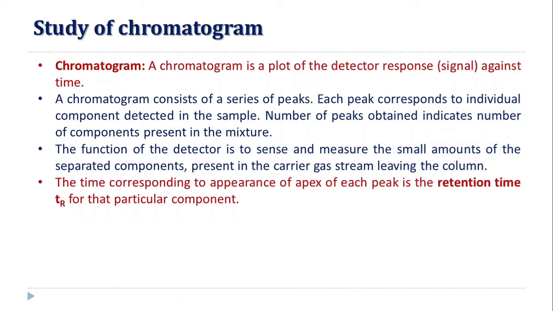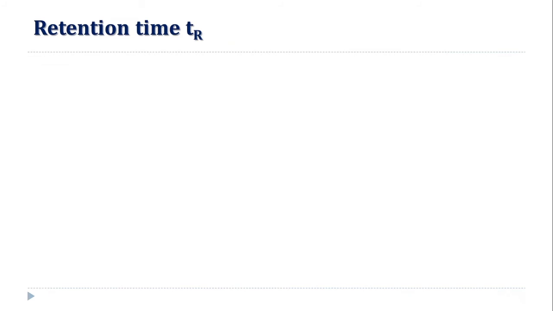One more term is retention time. The time corresponding to the appearance of the apex of each peak is the retention time, TR, for that particular component. So in a simple manner, the time required for a component of the sample to come out from the column is called the retention time, and that time is noted from the chromatogram. Now we'll see in detail what retention time is.